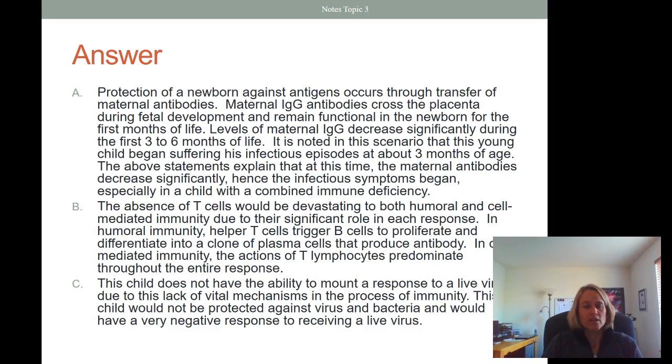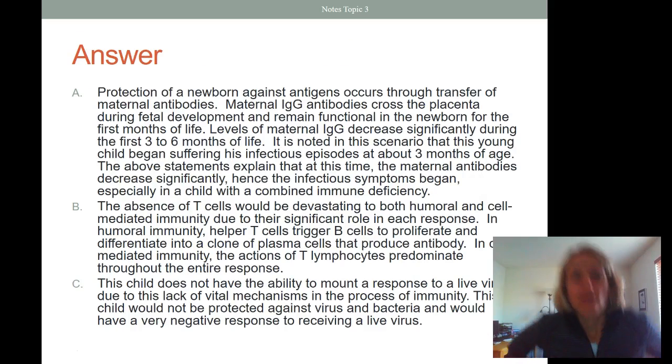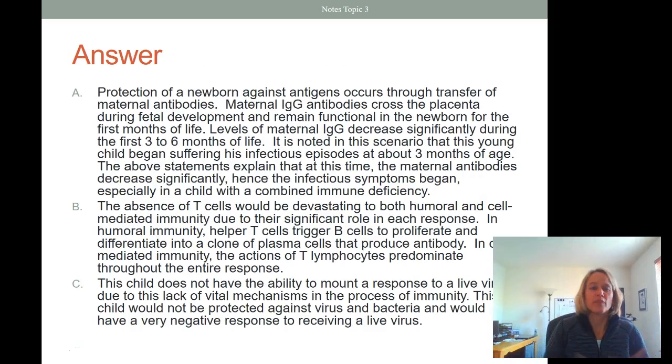Okay, so the first question. Let's flip back here. Explain why infections were not present in the first few months of a child's life. And this is because the newborn baby is provided some protection from the mother's antibodies. But these do degrade over time, and they're going to decrease significantly in the first few months of life.